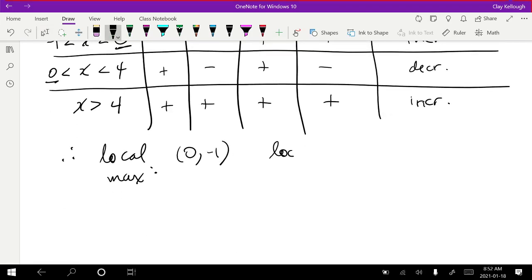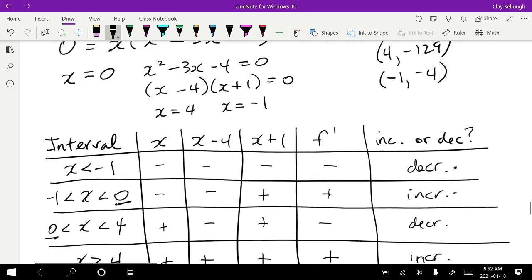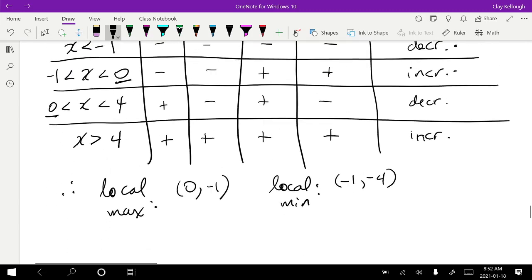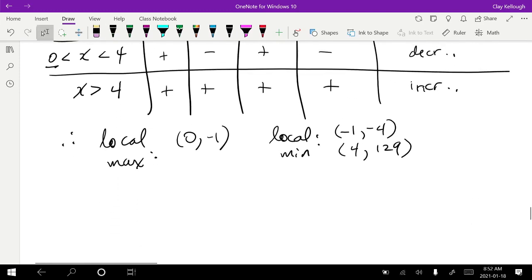Okay, now local mins, I think I have a couple. My local minimums. It was decreasing to the left and increasing to the right of -1. And what was -1's y value again? -4. And it was decreasing to the left and increasing to the right of 4. And that was 129, wasn't it? Am I right about that? -129, which makes sense. It's way down there. It's a minimum. Thank you. Okay, so let's make a sketch.